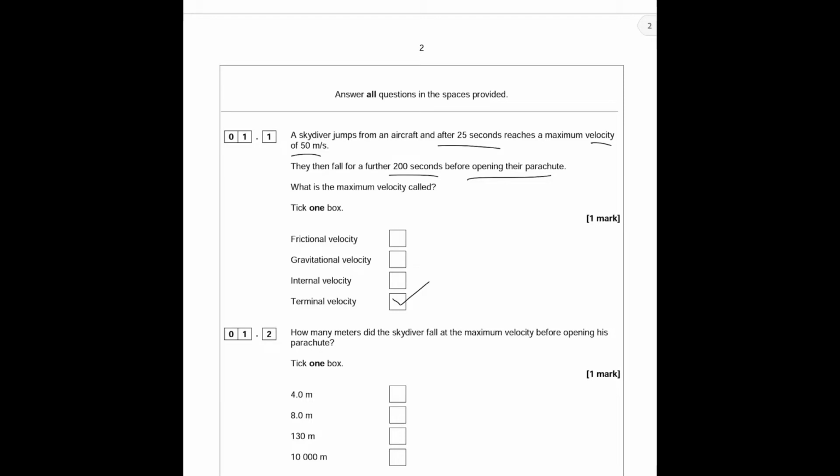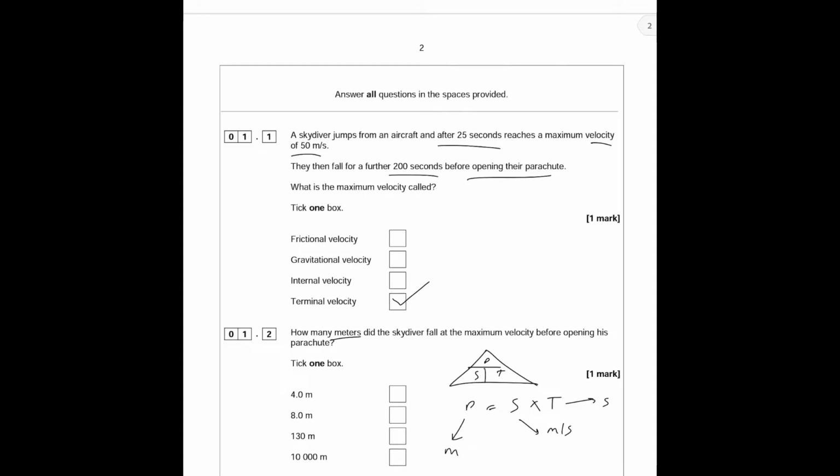How many meters did the skydiver fall at the maximum velocity before opening his parachute? They're asking us for the distance. There's a formula: distance is equal to speed times time, where time is in seconds, speed is in meters per second, and distance is in meters. As you can see, everything is in meters.